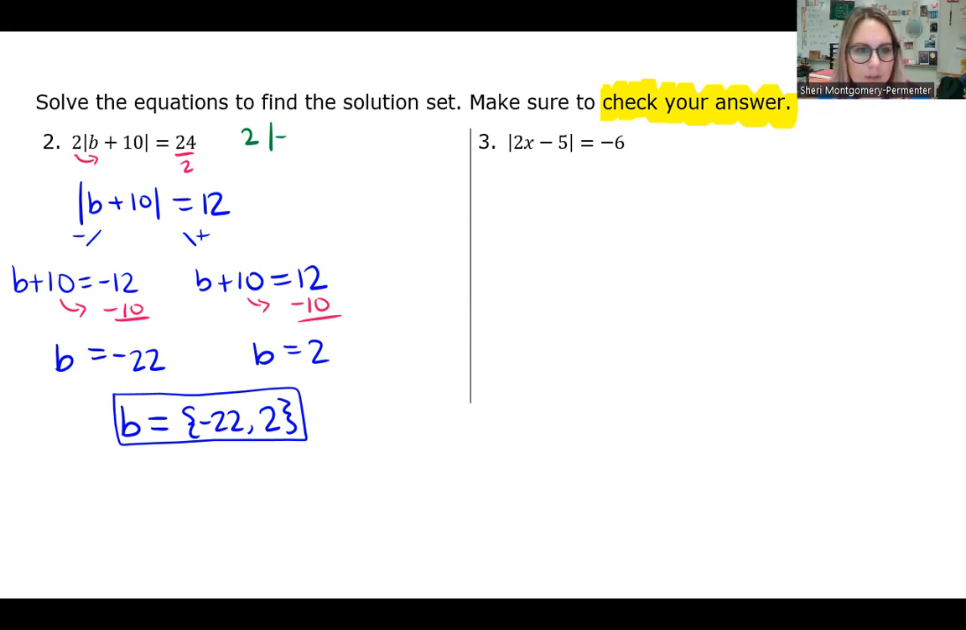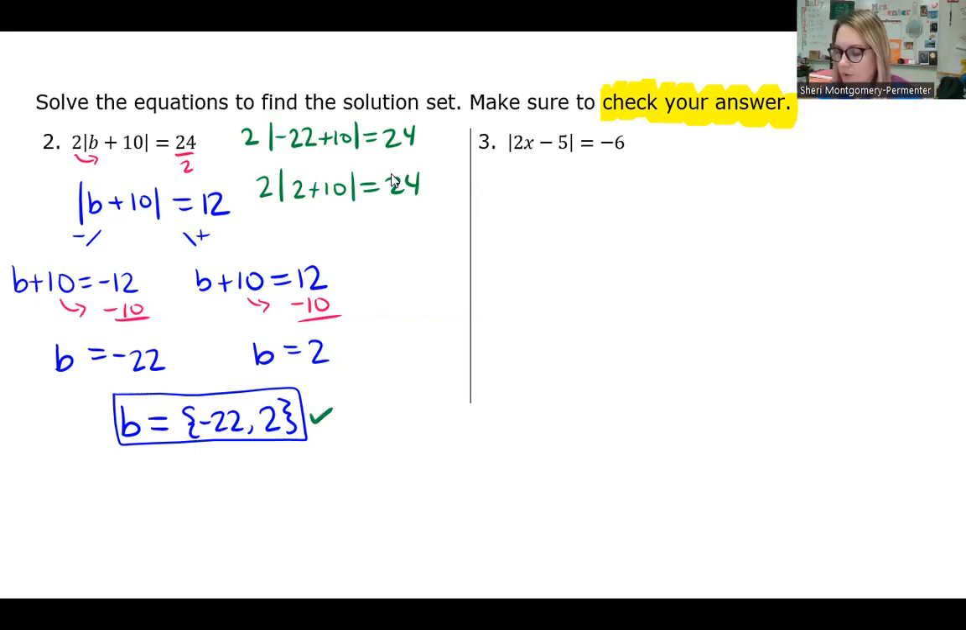We've got negative 22 plus 10 is equal to 24. And then I'm going to write down 2. And then 2 plus 10 is equal to 24. You can easily check these. If I have negative 22 plus 10, that gives me negative 12. The absolute value of negative 12 is positive 12. 12 times 2 is 24. It works. The second one, 2 plus 10 is 12. The absolute value of 12 is 12. 12 times 2 is 24. It works. They both work.